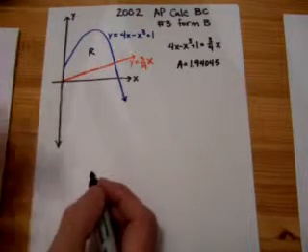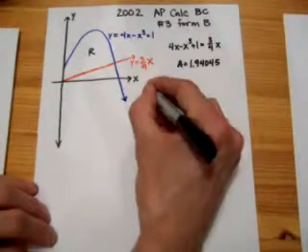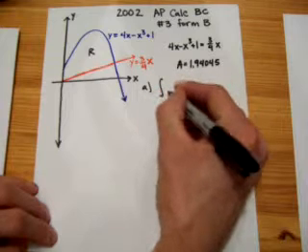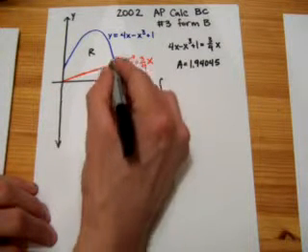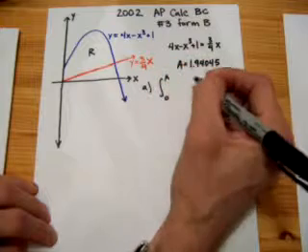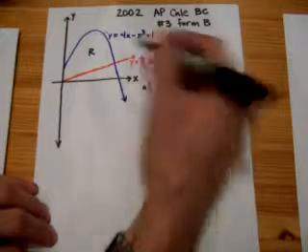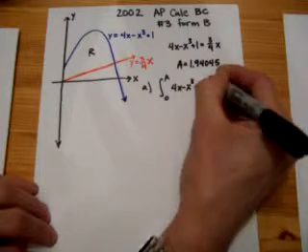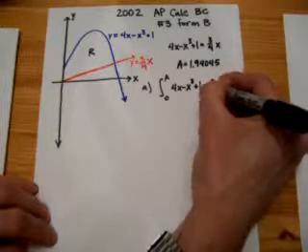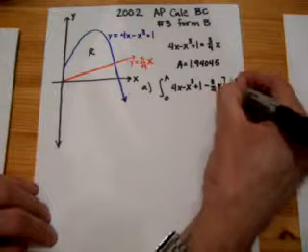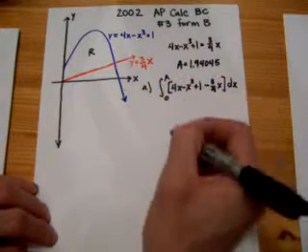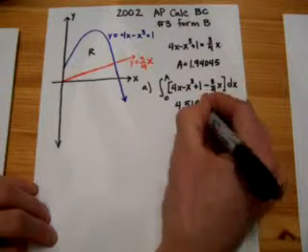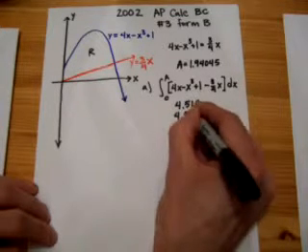The area of this region, which is what it asks for on A, is the integral from 0 to A, where these cross, of the top function minus the bottom function. If you plug that into your calculator, you should get 4.514 or 4.515.